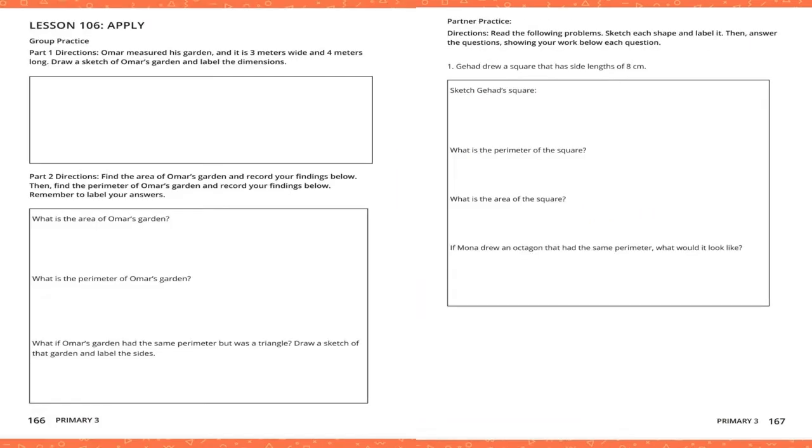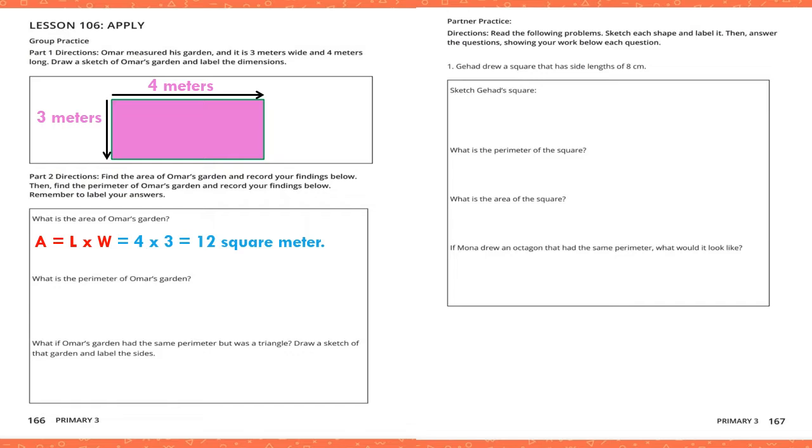Omar measured his garden and it's 3 meters wide and 4 meters long. So, what is the area of Omar's garden? As we know, area equals length times width. 4 times 3 equals 12 square meters. What is the perimeter of Omar's garden? Perimeter equals length plus width all times 2. Length equals 4 plus width equals 3. 4 plus 3, 7 times 2 equals 14 meters.